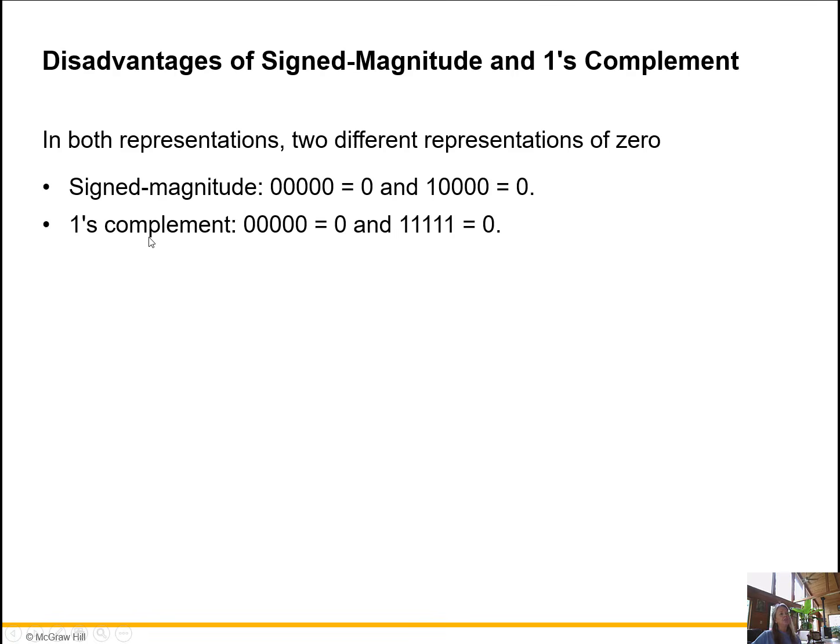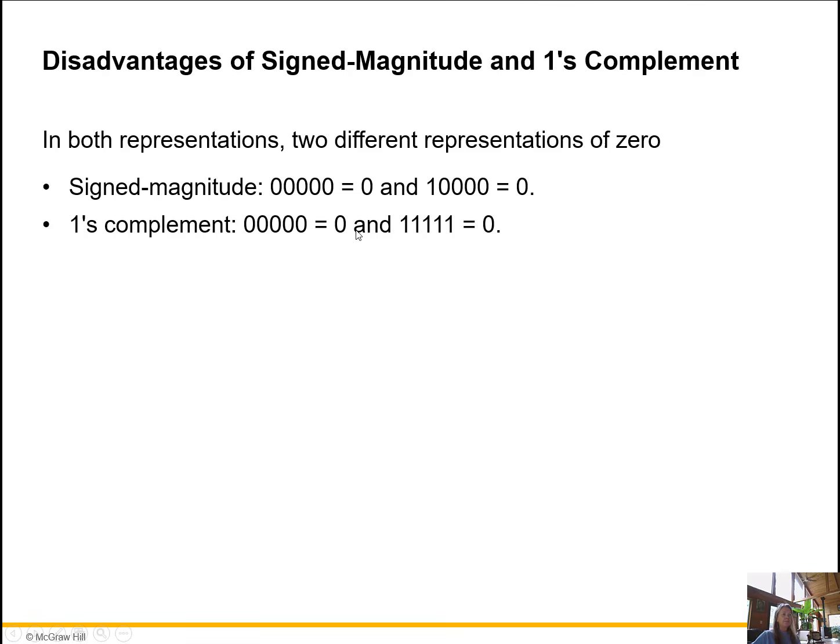Here are our disadvantages, and you're going to have to answer this question on the test, of course. In sign magnitude, you've got a doubling up here. For 5 bits, if all of them are 0, that's a 0. If you have a 1 out front, meaning that it's negative, oh, that's a 0 as well. And it's going to cause difficulties down the road if I have 2 different representations of the same thing. So we don't want that.